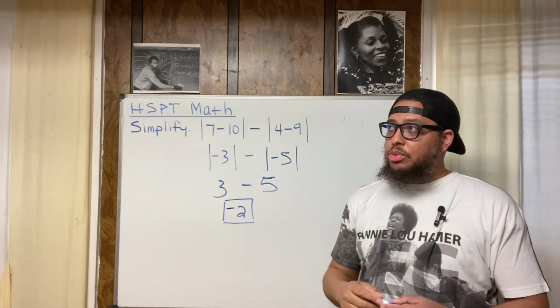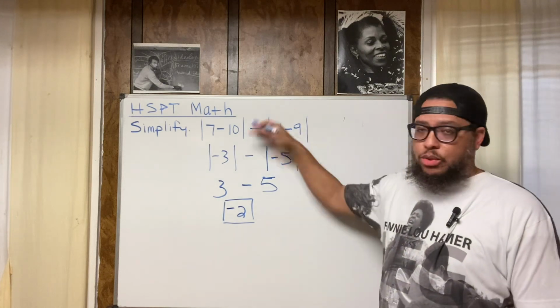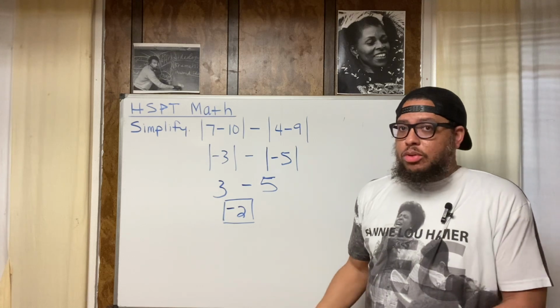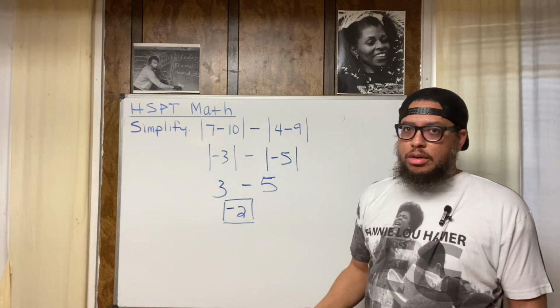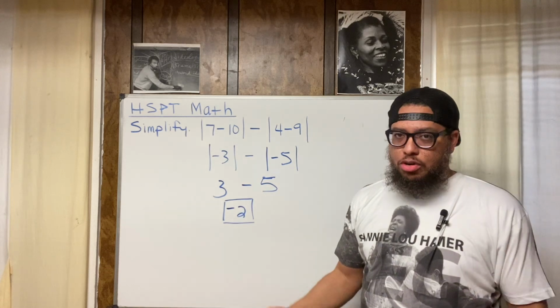All right. Make sure you understand that. You need to understand absolute value. All right. This is light work, but you got to know how to do it. No matter how light the work is, if you don't know how to do it, you're going to get it wrong. And again, why are we learning math? So we can be problem solvers.